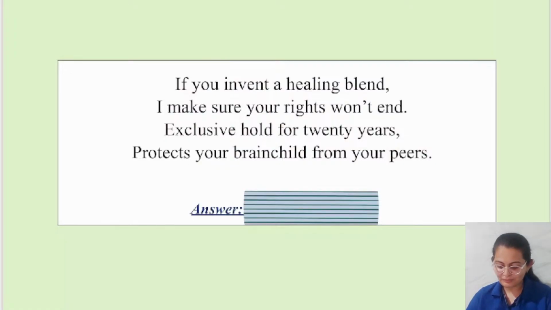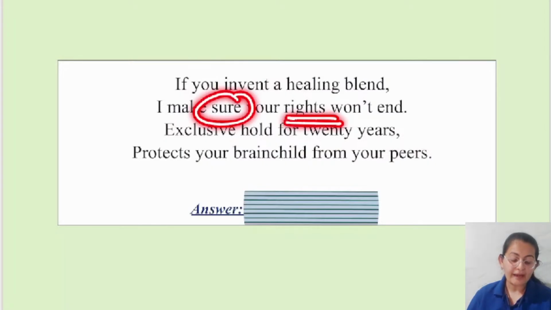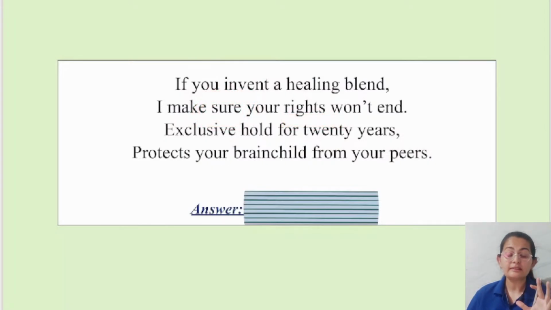You will be getting this particular Act, sure, because it is telling this is a kind of invention. This particular Act makes sure that your rights are there. You are holding that right exclusively for 20 years. That means the term period is also given. A 20-year term period is given in this particular Act, and this is your brainchild, in the sense that it is your innovation. This innovation has come from your mind, and you are protecting it from your peers or your colleagues. Which is this Act?